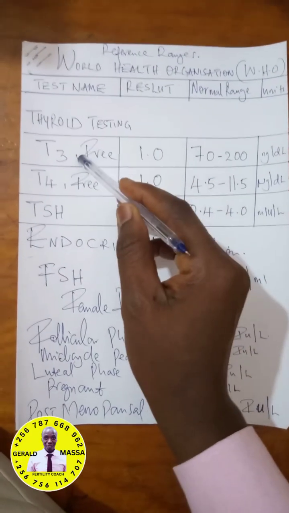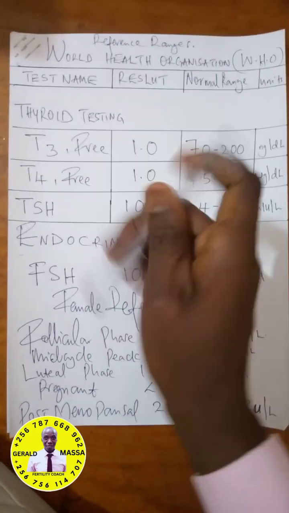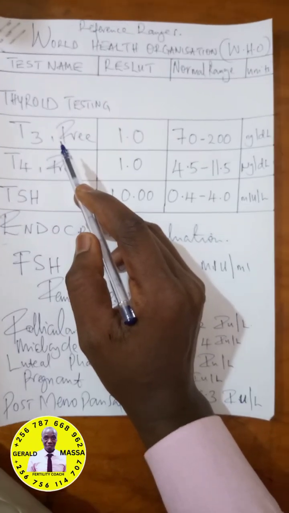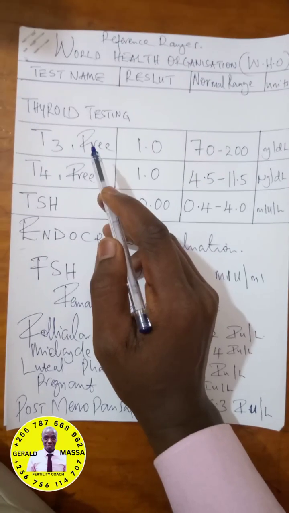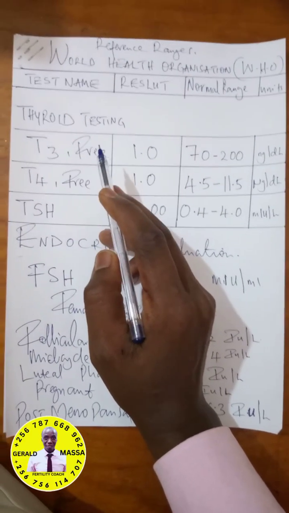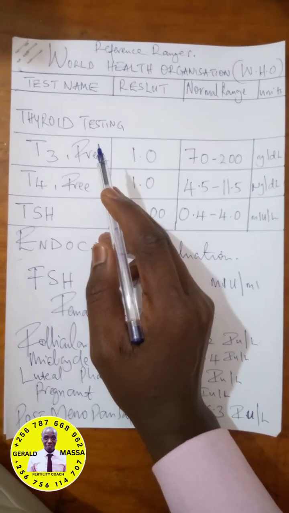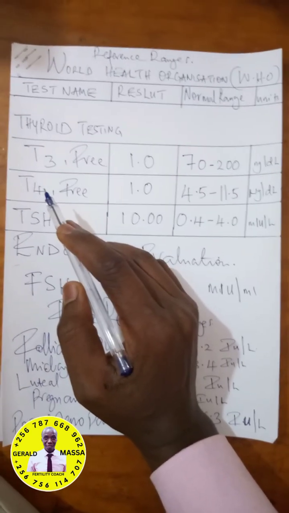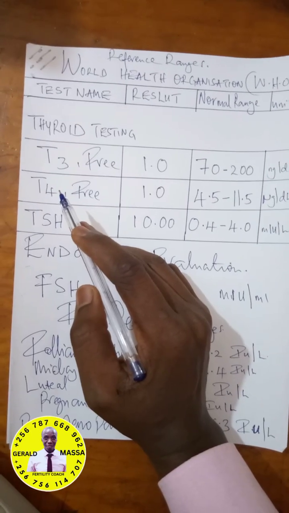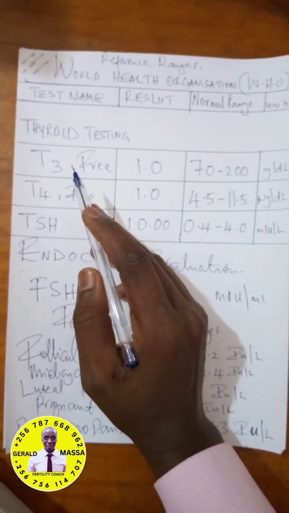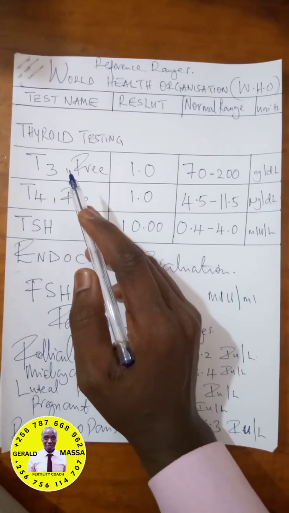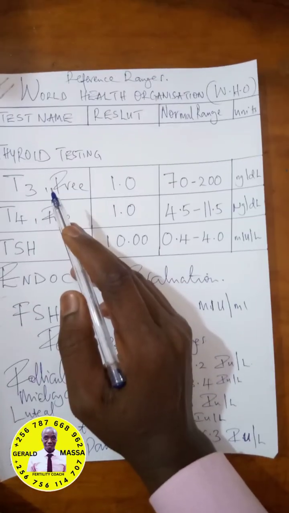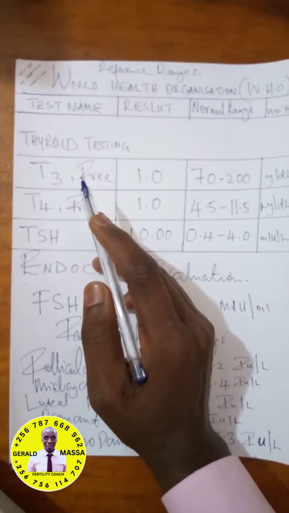T3 hormone, also known as triiodothyronine, is among the thyroid hormones the active form. You realize that in many cases, your body converts T4 to T3. T3 hormone, triiodothyronine, is the active form of the thyroid hormone, and it's actually what your body uses.